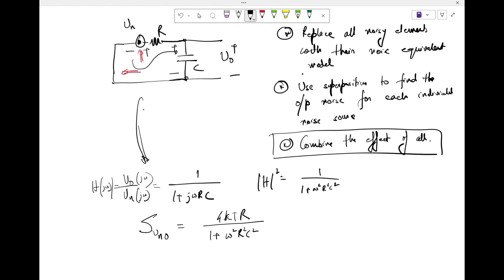This is the noise power spectral density, correct? I skipped a step. So I basically have to say this is S_Vn times mod of H squared, which is 4kTR by 1 plus omega squared R squared C squared. So the question here: can we use 2kTR? Yes, good question.